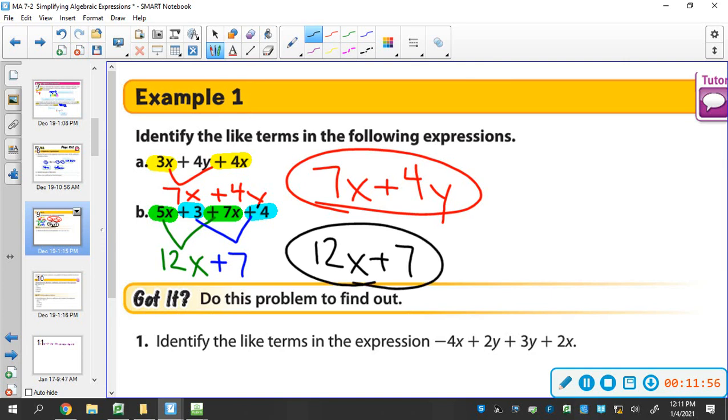You cannot combine 12x and 7 together because they're not like terms. So don't show me 19x. That's not the correct answer here. Okay? You can only combine them if they have the same variable with the same exponent.